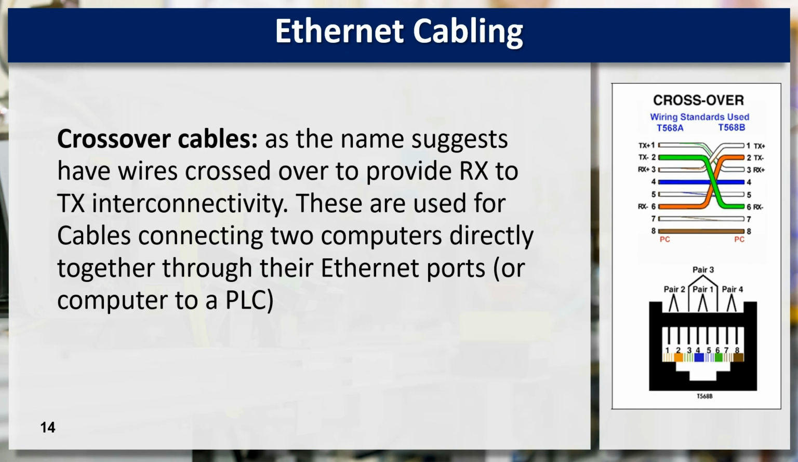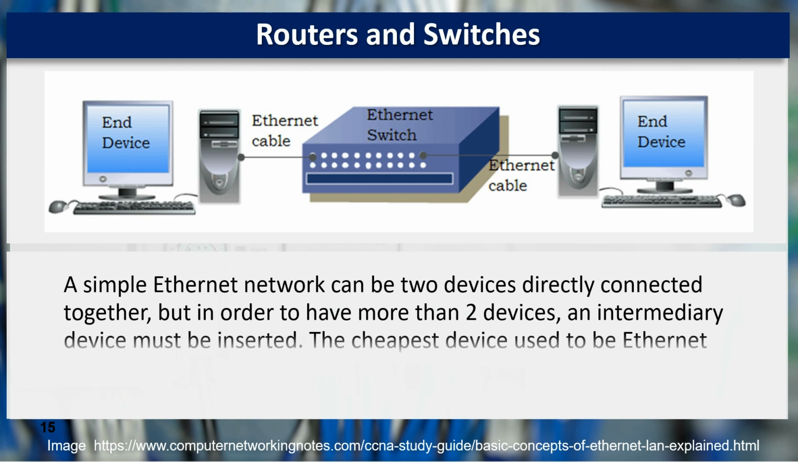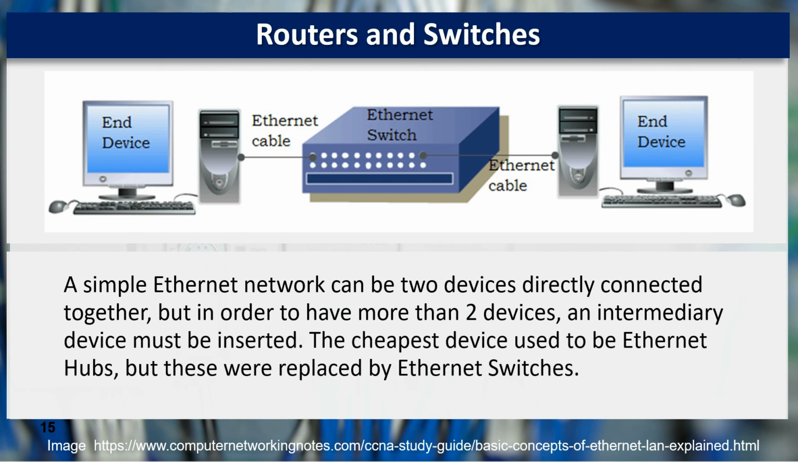Crossover cables, as the name suggests, have wires crossed over to provide RX to TX interconnectivity. These are used for cables connecting two computers directly through their Ethernet ports, or a computer to a PLC. So a simple Ethernet network can be two devices directly connected together. But in order to have more than two devices, an intermediary device must be inserted.